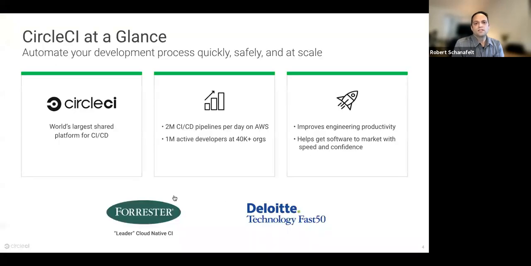At a glance, CircleCI is the largest shared CI/CD platform with over 2 million daily pipelines on AWS alone. And overall, we have over 1 million active developers at over 40,000 organizations. And we're helping these organizations with building, testing, and deploying software with speed and confidence. We've also been mentioned in the Forrester Cloud Native CI marketing as a leader, and also mentioned in the Deloitte Technology Fast 50.